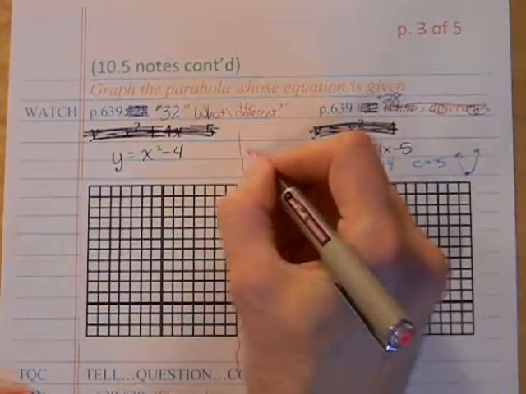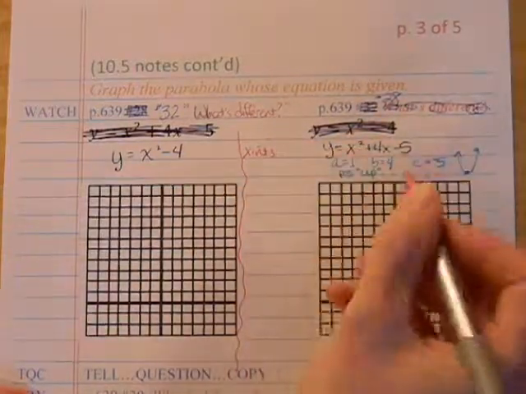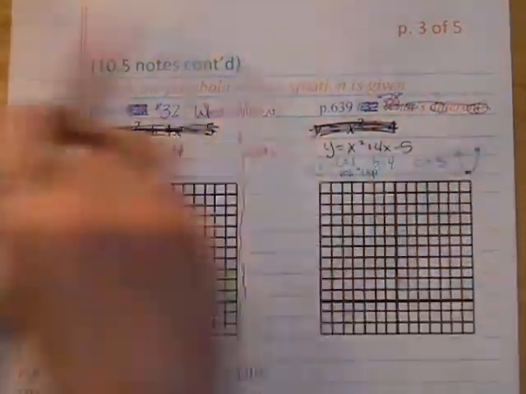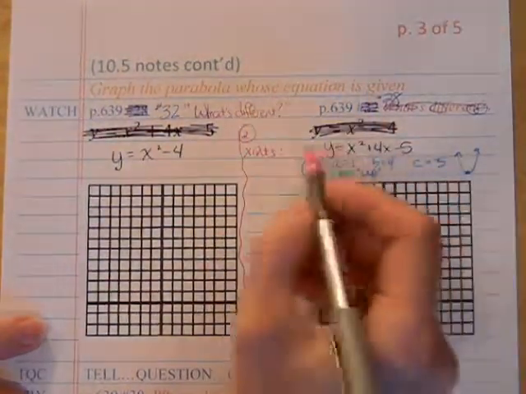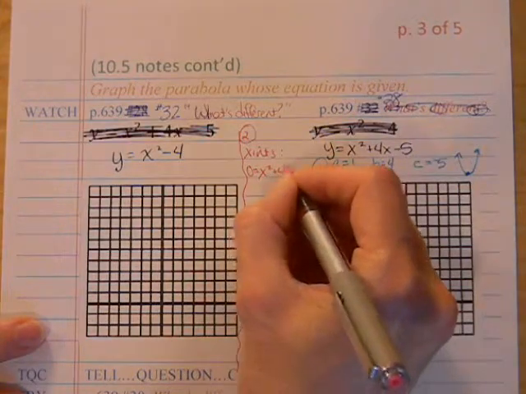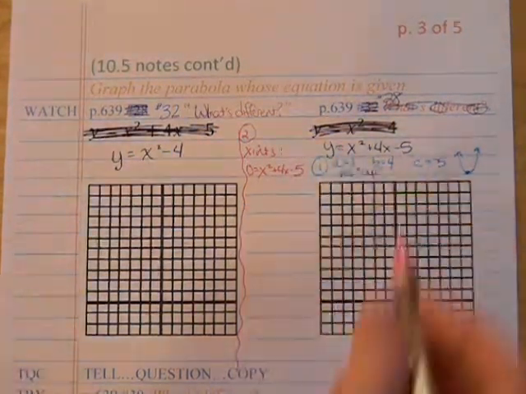So I'm going to go for some X-intercepts now. We know it's going to go up. So that's the first thing we did. Second thing we're going to do here is the X-intercepts. That's where we let y equal 0. 0 equals x squared plus 4x minus 5. And we solve for that.